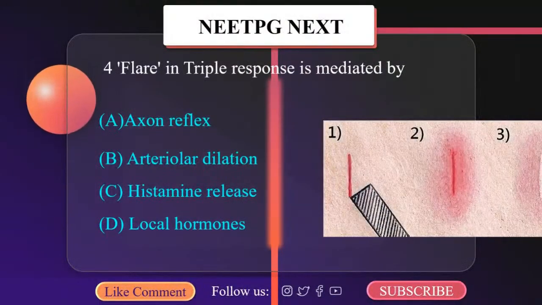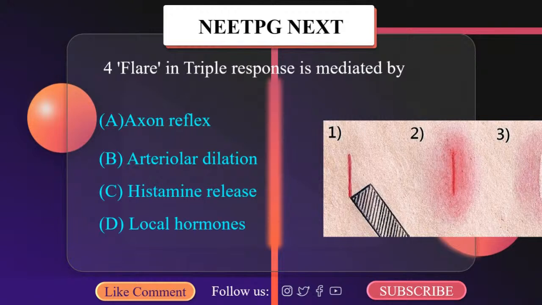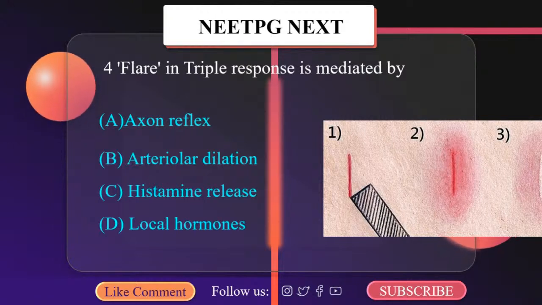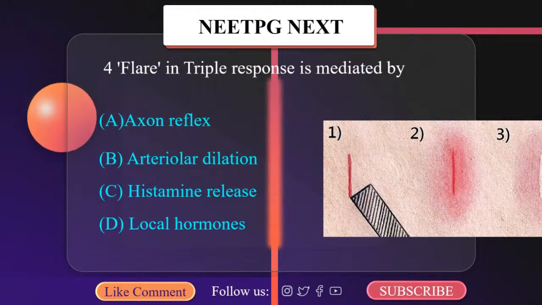Flare response of the triple response is mediated by A. Axon reflex, B. Arteriolar dilatation, C. Histamine release, D. Local hormone. It is seen in axon reflex.